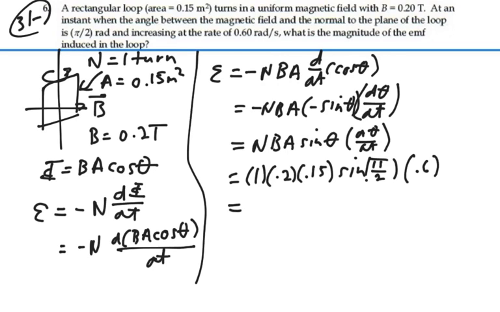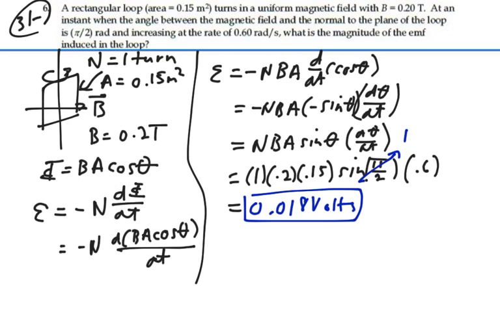So putting all this in here, realizing that the sine of pi over 2 is 1, we have 0.2 times 0.15 times 0.6, which is 0.018 volts. So that is our induced EMF at that moment where theta is equal to pi over 2, or 90 degrees. We have a magnitude of the EMF of 0.018 volts.